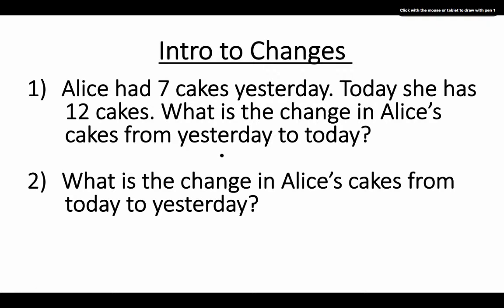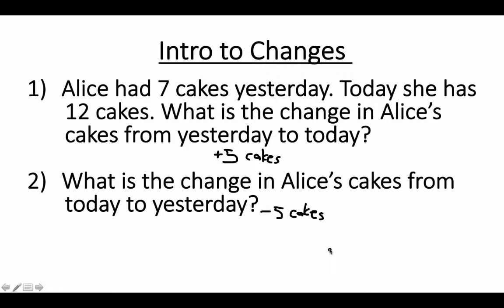And so of course, if we went from 7 cakes yesterday to 5 cakes today, we have a change of plus 5 cakes. And then what about the change in cakes from today to yesterday? Well, from today, 12 cakes, to 7 cakes yesterday, it went down, so we would have to say the change in cakes is negative 5 cakes.